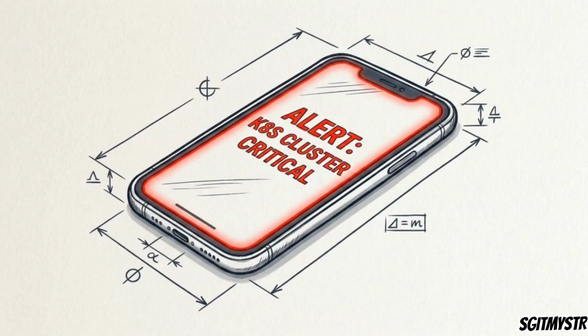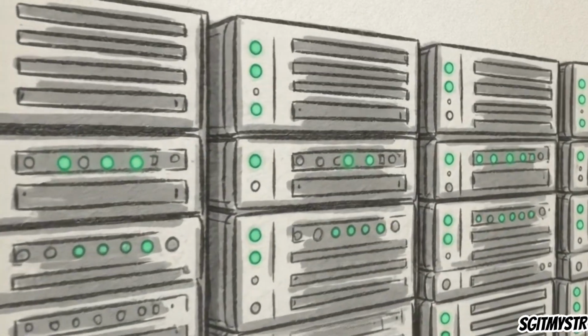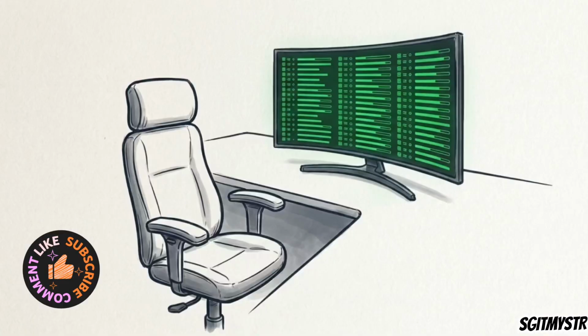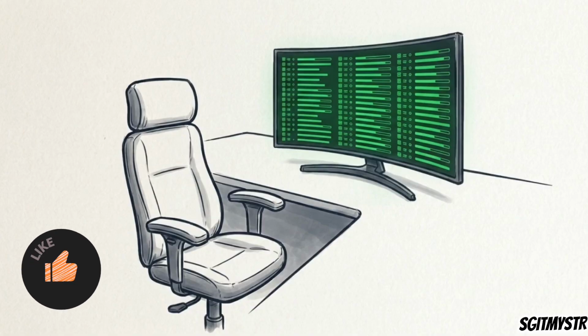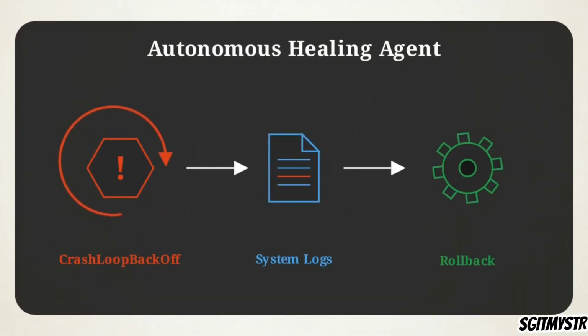When a production server cluster starts flashing red in the middle of the night, the standard response is a manual scramble to diagnose the logs. But notice how quickly this cluster snaps back to green. That resolution happened without human intervention. An AI DevOps agent detected a pod crash loop, identified the root cause in the logs, and triggered a rollback.